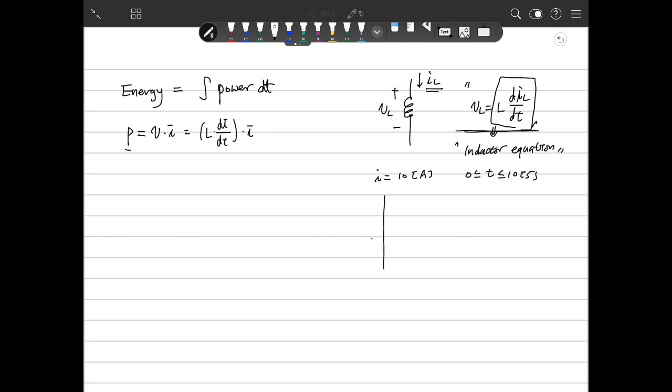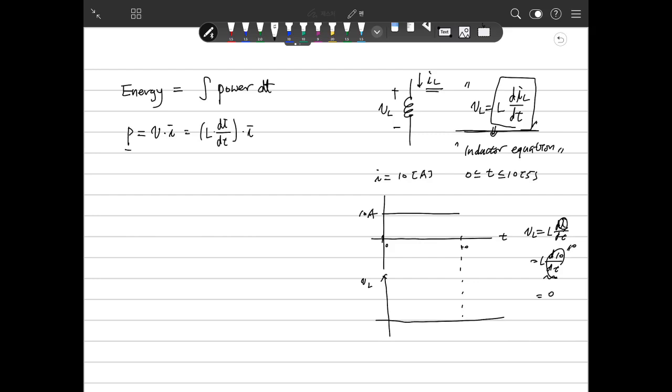Because in this period, t from 0 to 10 seconds, the current has the same value, 10 amperes. So for this period, how much is V_L? V_L is L dI/dt, and the current is L d(10)/dt. This is no variation according to time, so that value is 0. So V_L is 0.